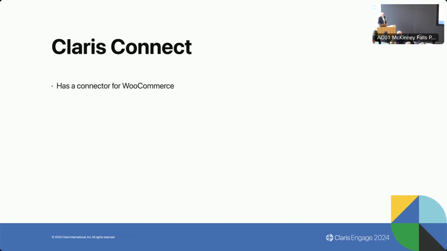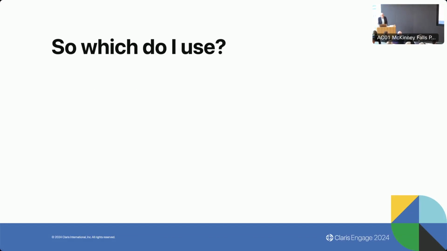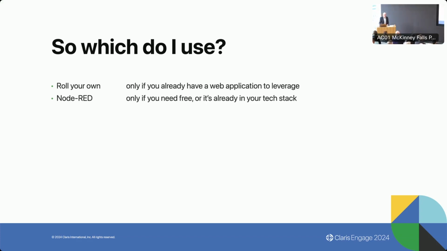Claris Connect. Those of you who are familiar with Claris Connect will know it actually has a connector for WooCommerce. So as well as building my own, I could use the WooCommerce plugin as that trigger, rather than creating an HTTP request as the trigger. So which would I suggest that you use? Roll your own? Only do that if you've got a web application to leverage. That's my advice. If you want to write your own code and manage it all on your own servers, go wild. But I'd suggest there are easier ways.